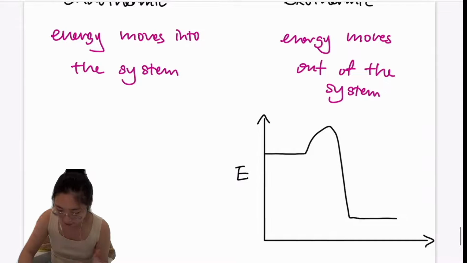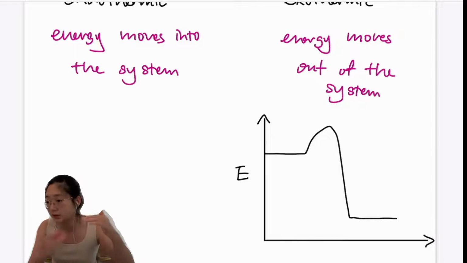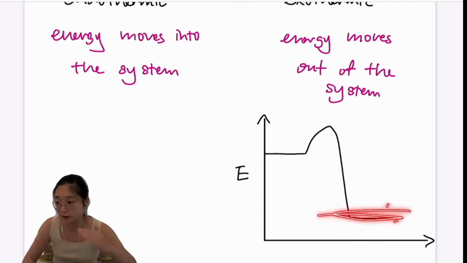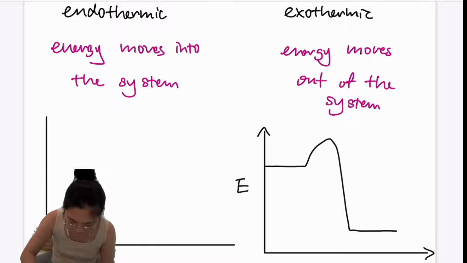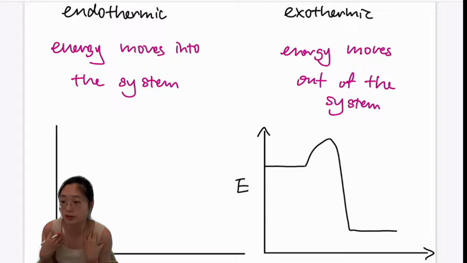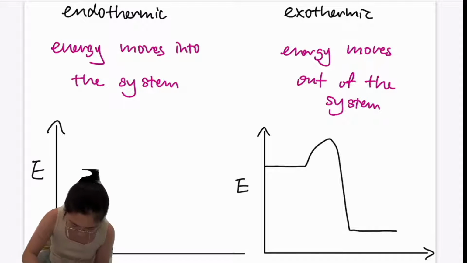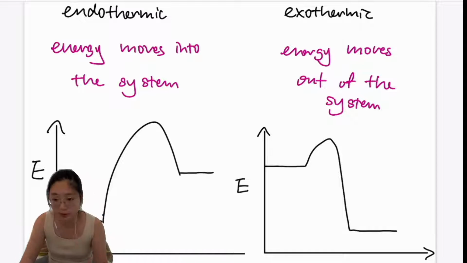Okay, so for the exothermic reaction, energy moves out of the substance or out of the system. So the system itself is gradually losing energy. Eventually the final product will have a lower energy level compared to the reactants. For the endothermic, it's the opposite. Endothermic means energy moves into the system, or the substance absorbs energy, so its energy level gradually increases. So for the endothermic reaction, the reactants have a lower energy level compared to the products.